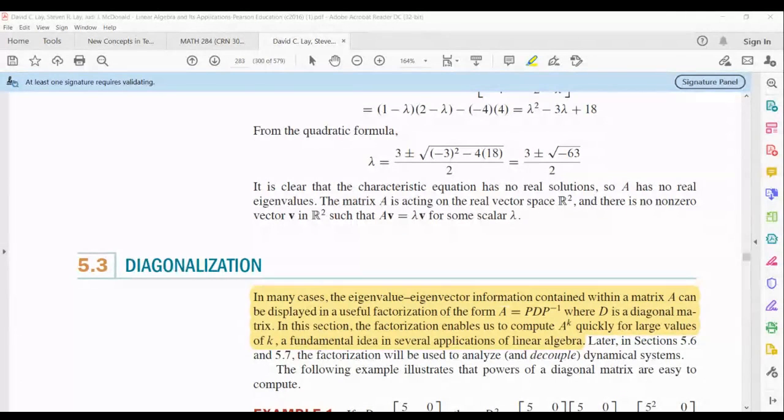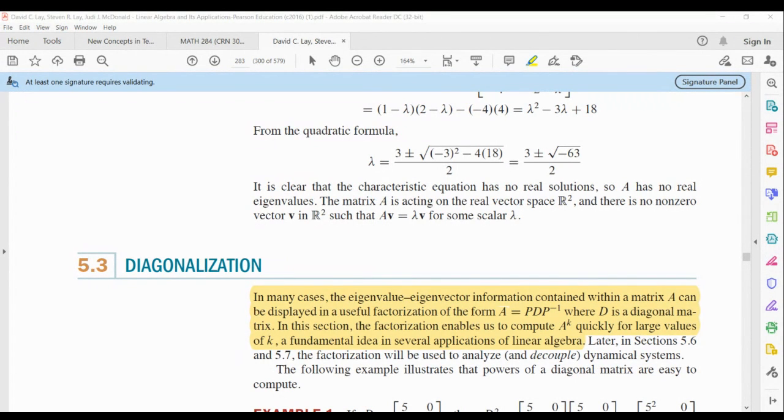Oddly enough, if we can write the matrix A as P times D times P inverse, we've learned different factorizations of a matrix. Like we learned, for instance, that a matrix A can be factored as L times U, a lower unit triangular matrix times a matrix in echelon form. And that's useful, but here's another useful factorization of a matrix. A equals P times D times P inverse.